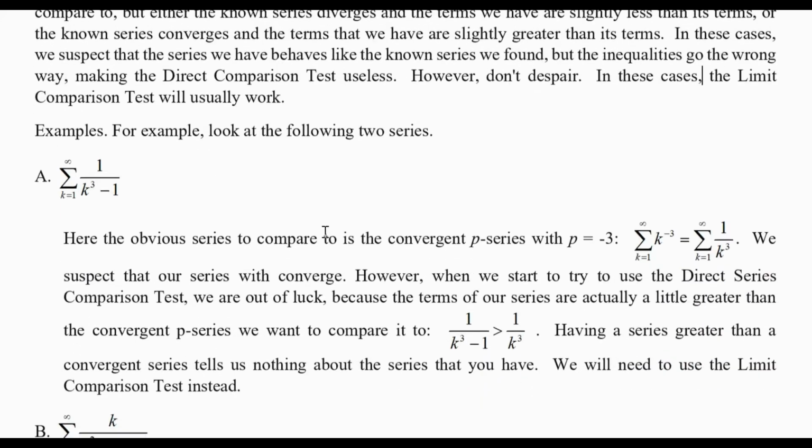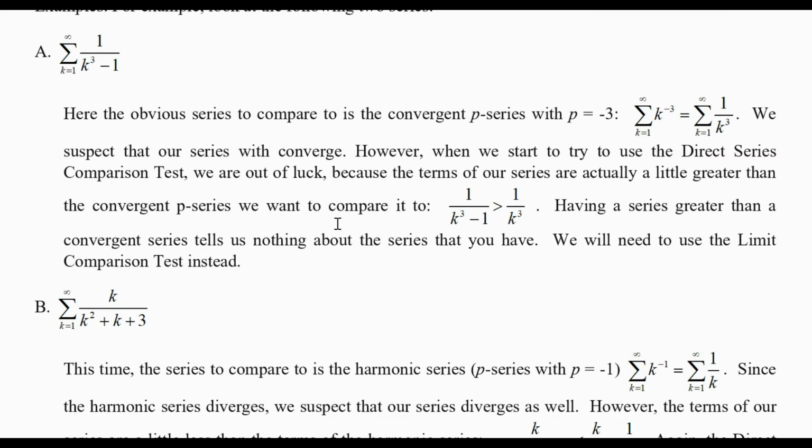So let's look at a couple examples where you can see the problem I'm talking about. So here's problem A. The sum from k equals 1 to infinity of 1 over k cubed minus 1. Well, the obvious thing to do is to ignore the negative 1 and just say compare this to 1 over k cubed, or k to the negative 3, that's a convergent p-series. So we suspect that this thing is going to converge.